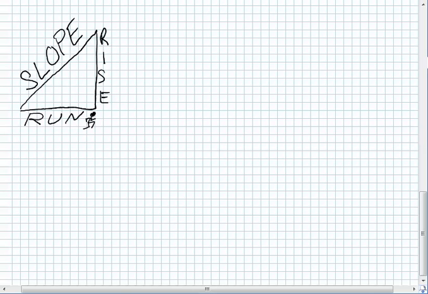Hey children, we are just going to quickly discuss a little bit more about slope from our discussion today in class. We're just looking again at what slope is. It's basically just rise over run.